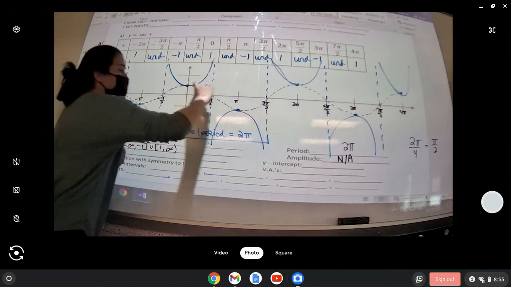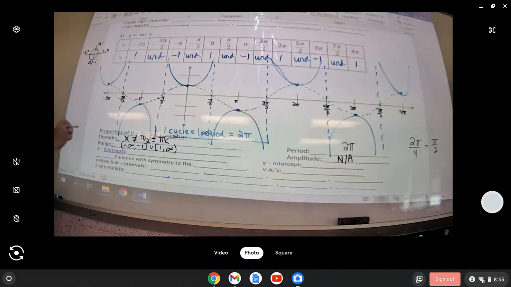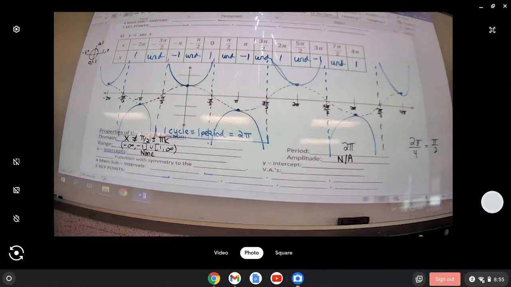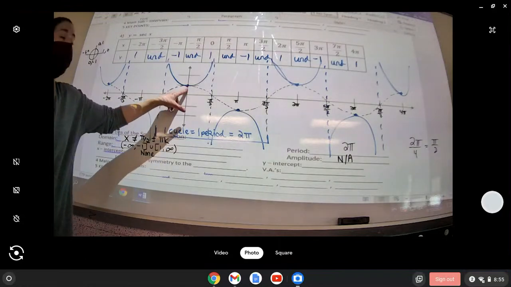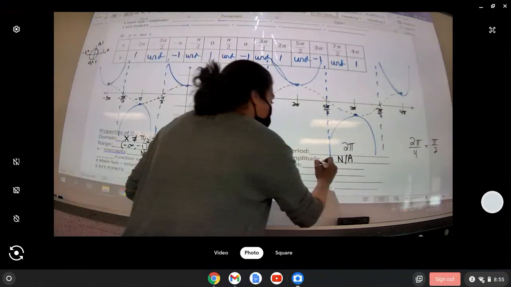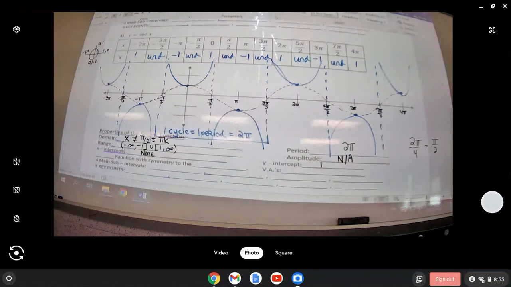X-intercepts, again, we don't have any. These graphs don't cross the x-axis. But as far as the y-intercept is concerned, the secant has one. It's right there. It's the point (0, 1). It has a y-intercept at 1, at a y value of 1.